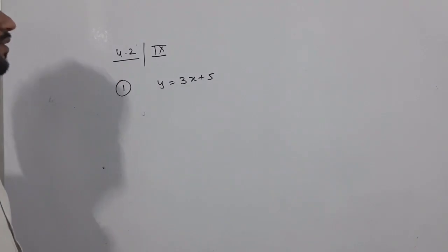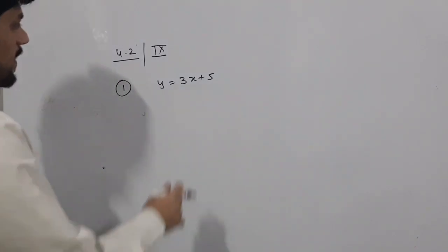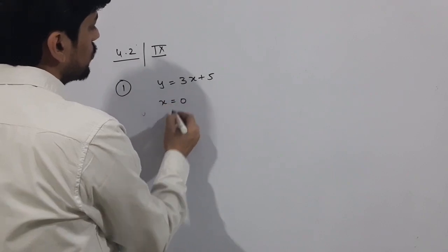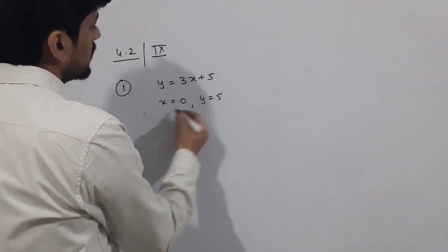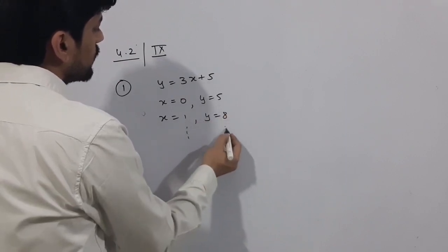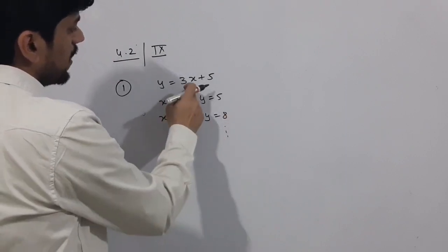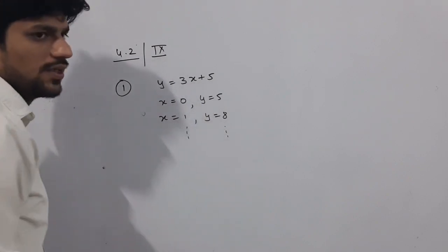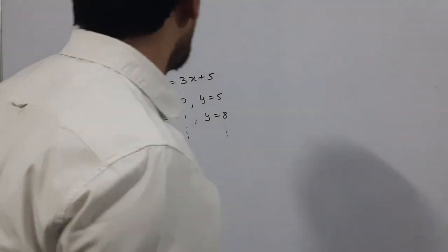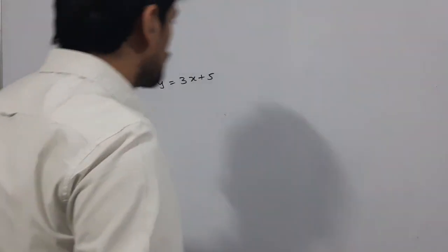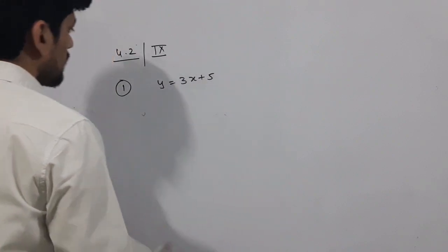Since we know there are infinite values of x and y which satisfy this equation, if you substitute x as 0, you get y as 5. You substitute x as 1, you get y as 8. Similarly, if you go on substituting x values, you will get the corresponding y value for each value of x. So I can say there are infinite solutions to this linear equation in two variables. So the correct option is third.